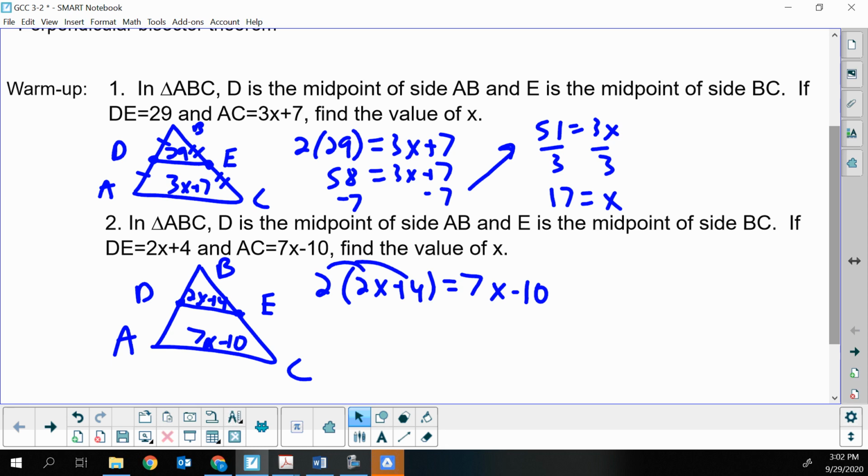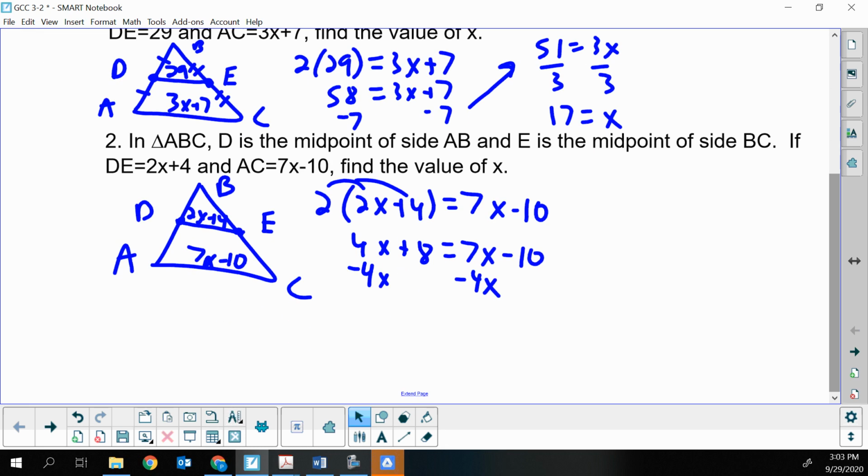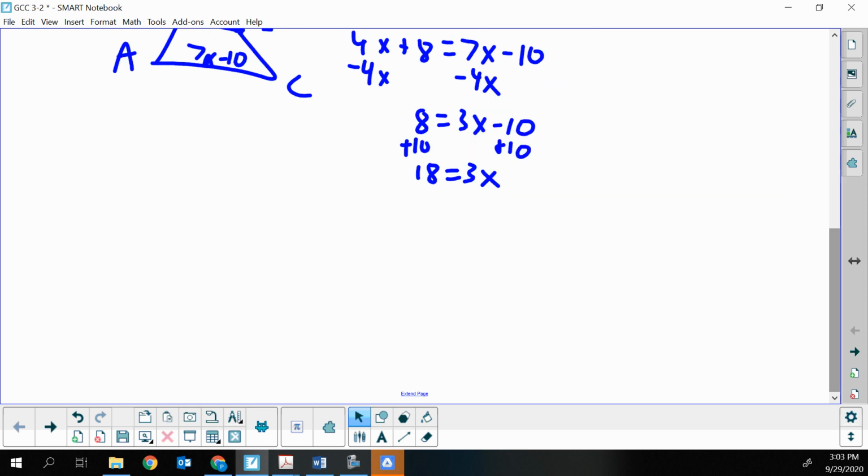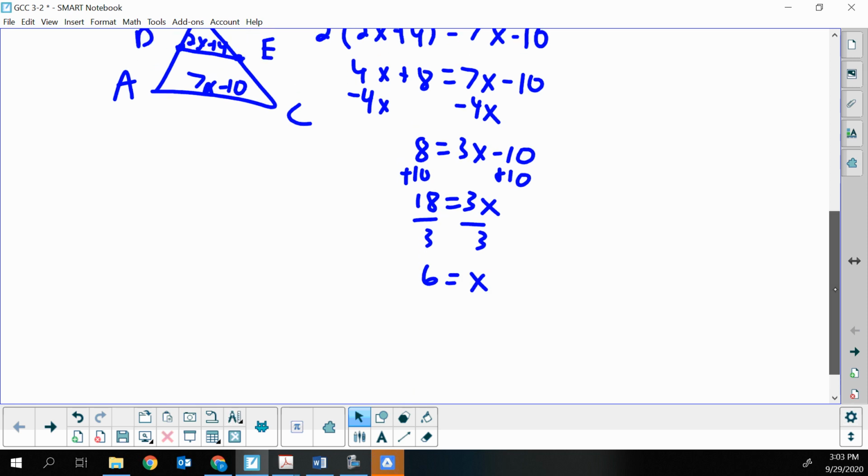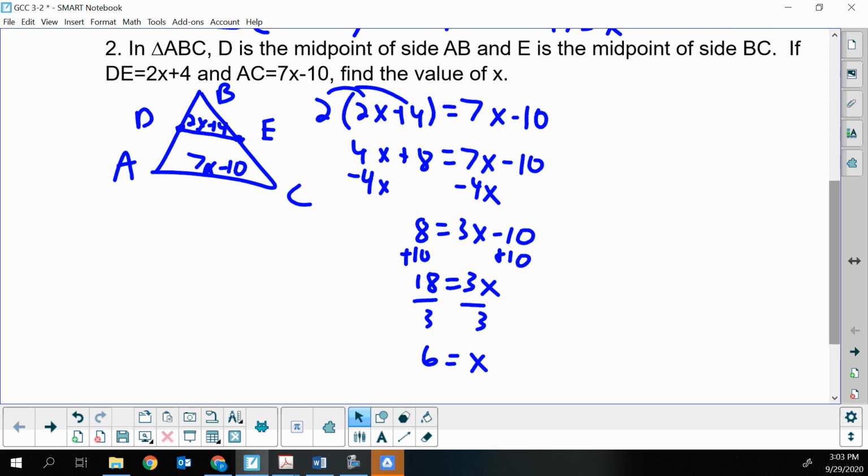If we distribute, we would get 4x plus 8 equals 7x minus 10. We could subtract the 4x over and give us 8 equals 3x minus 10. Add the 10 over. That would give us 18 equals 3x. And divide by 3, and we get 6 equals x. Take a second to reread the question. That's all we wanted, was to find the value of x.